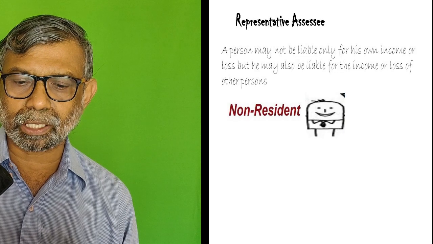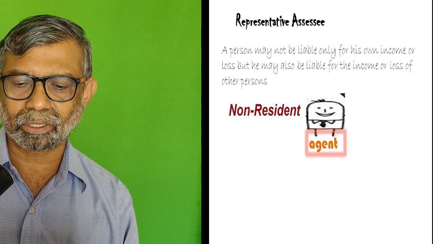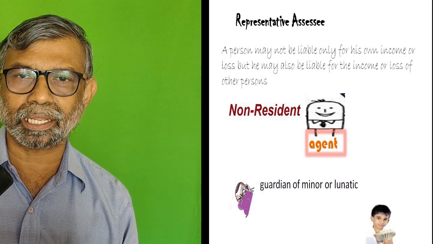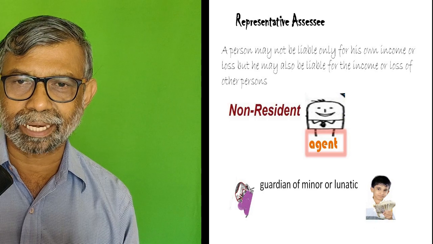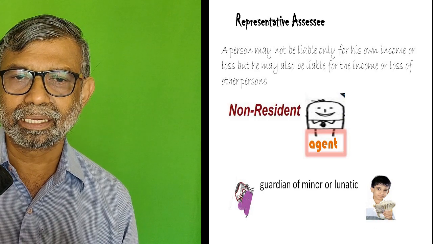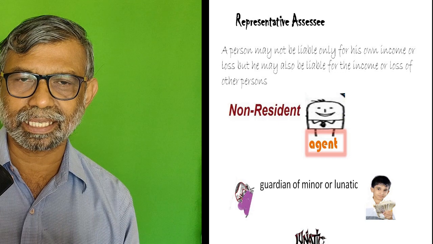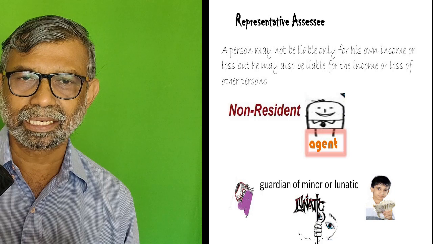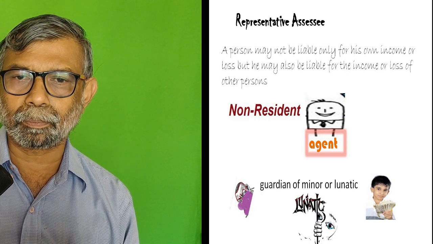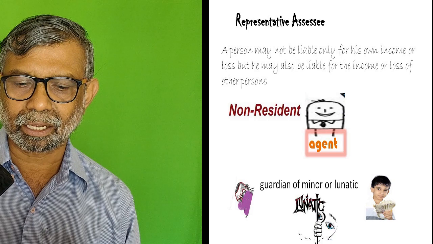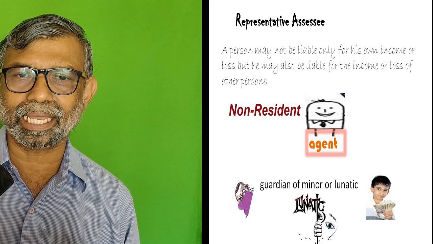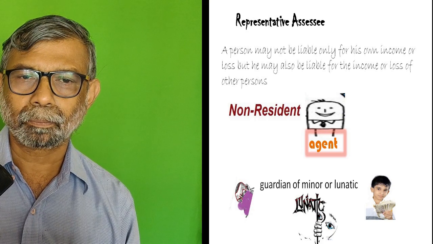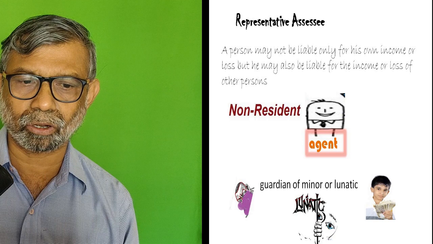Thirdly, suppose a minor is having income. But in the Contract Act, you learn that a minor is not competent to enter into a contract. Then the guardian of the minor is considered as assessee. He is called a representative assessee. Right? Even suppose a person is a lunatic. The contract agreement with the lunatic is void. Therefore, the guardian of the lunatic is liable to pay the tax. So he will be assessed. So he is called an assessee.